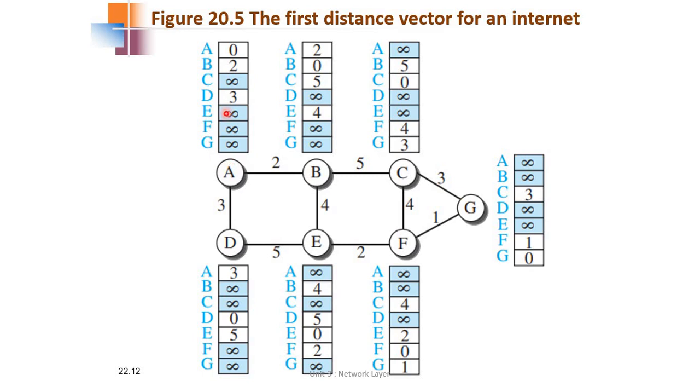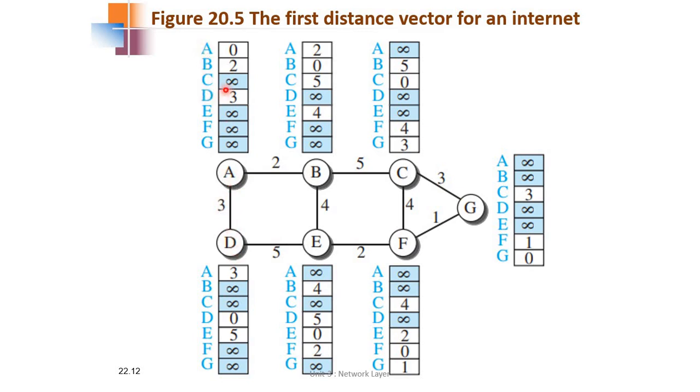So the distance between A to A is 0. If I want to transfer the data from A to B, what is the distance here? A to B distance is 2, so the distance is updated as 2 now. And A to D has a connection. So A to D connection is 3.